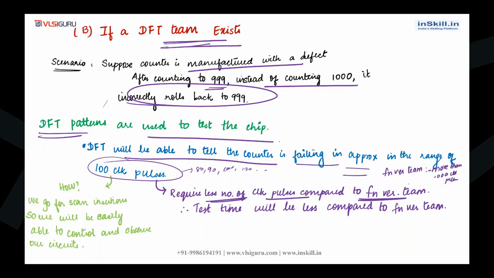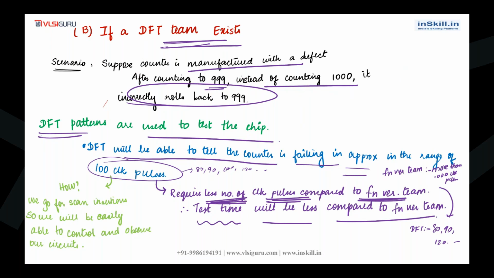Whereas with the DFT team, we require somewhere around 80 or 90 or 120, like that. In the range of 100 clock pulses we require. So if you see, with the DFT team, we require fewer clock pulses compared to the functional verification team. So that is why test time will be less compared to the functional verification team.